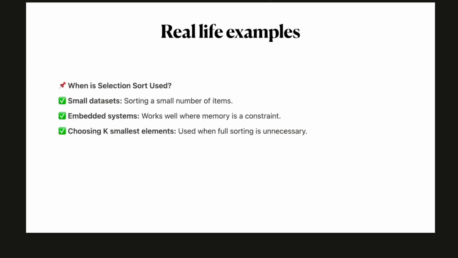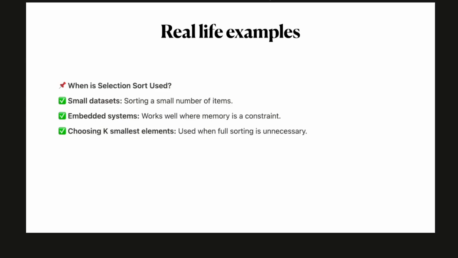Now let's see where and when we can use the selection sort algorithm. Selection sort algorithm performs well for smaller data sets. If the given input is very small, we can use the selection sort algorithm. When memory is the main constraint, if the available memory is very small, we can use the selection sort algorithm. For example, in embedded systems, the available memory is very small, so we can use it there.